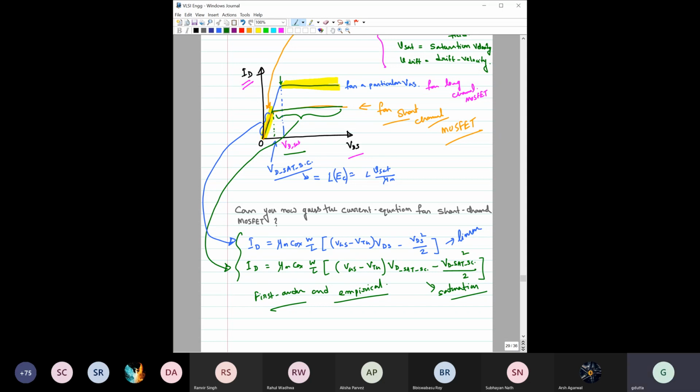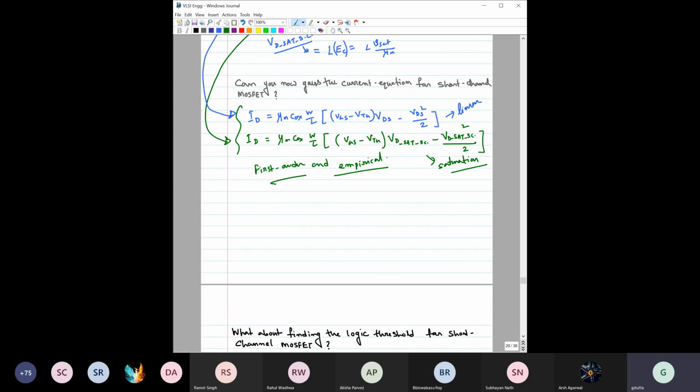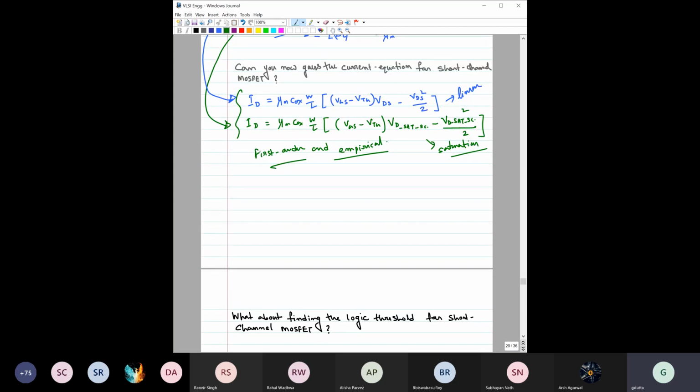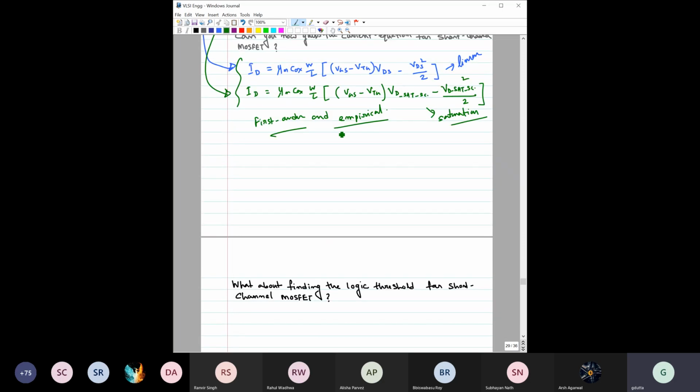So please let me know if you have any doubt in this part. Then, if you are not asking any question, I'll assume that you don't have any doubt. Fine, then we can go ahead. This is again one simple work for you. Now you have both the equations, in the linear as well as in the saturation region.